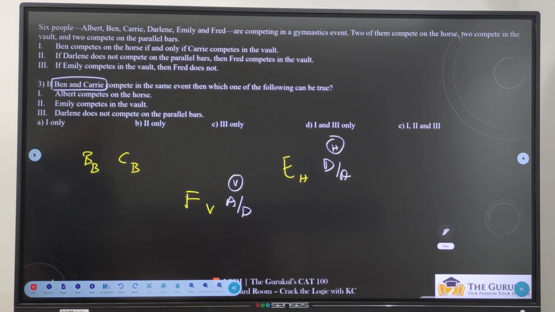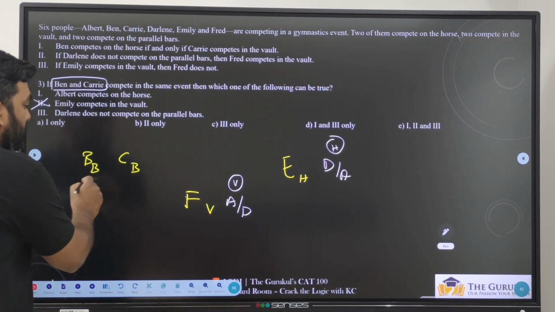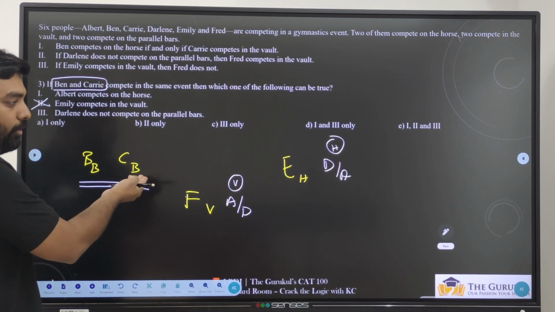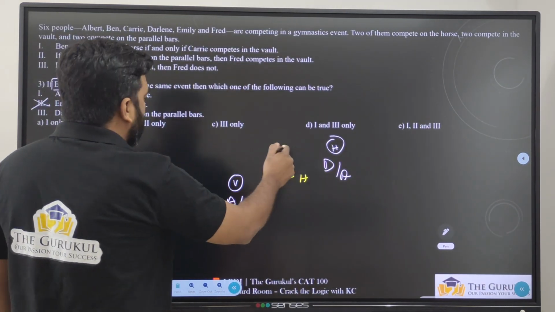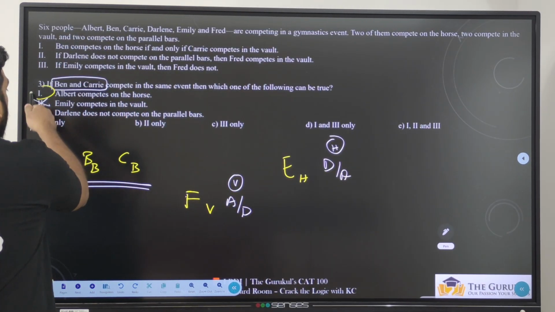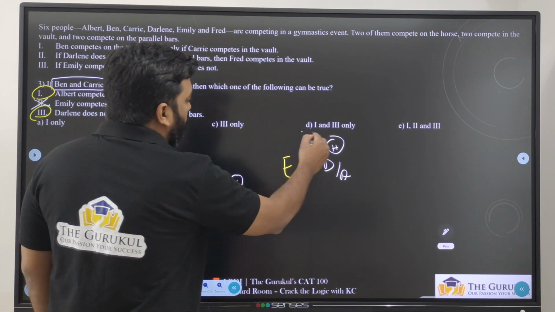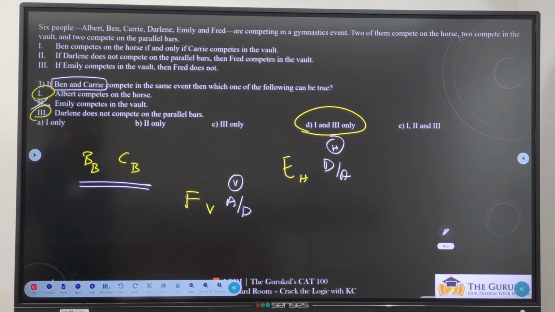A competes on the horse. Yes, that can be true. E competes in the vault. E will never compete in the vault. That cannot be true. Next, third one. D does not compete in the bars. Yes, in bars already B and C are occupied. D cannot come in the bars. D can be either in vault or horse only. So according to us, only 1 and 3 can be true. That is option D. Clear?